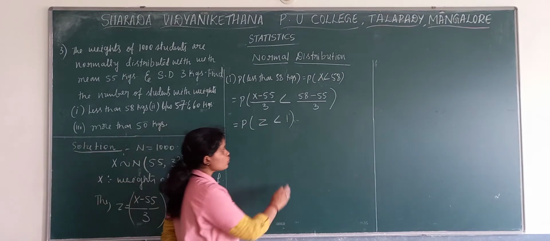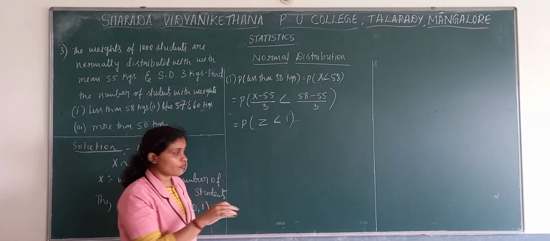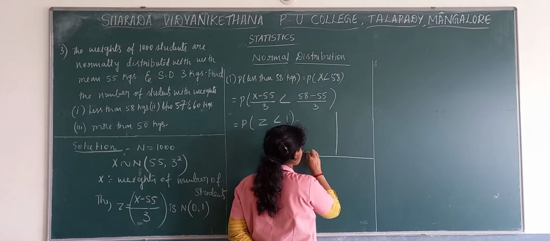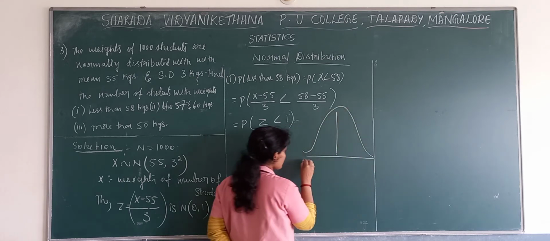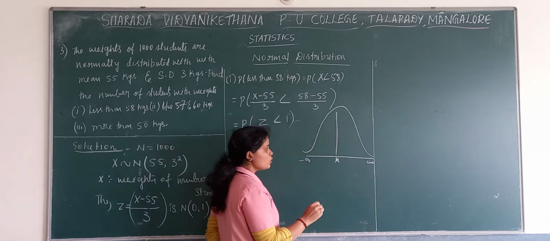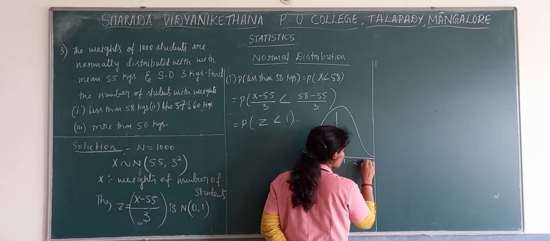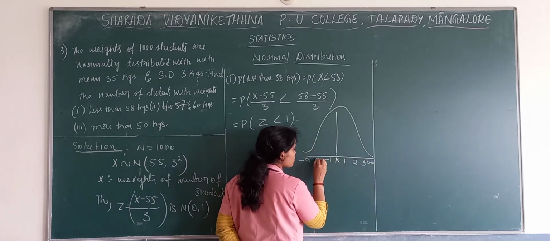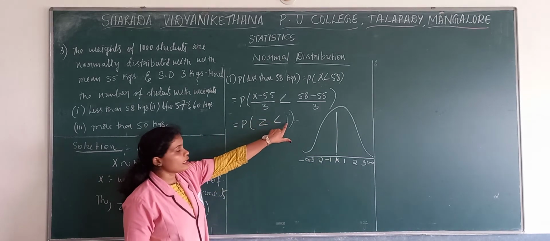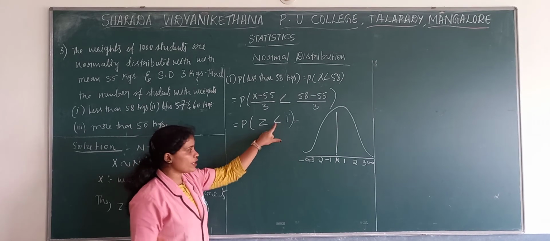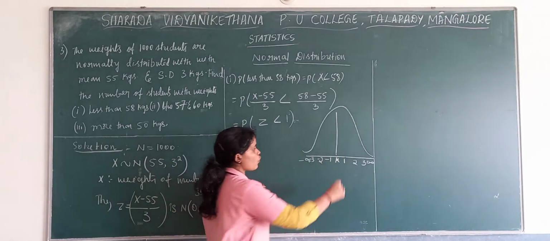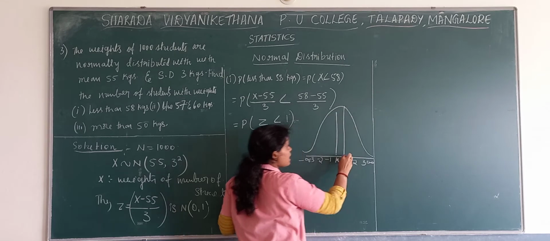What we need to do? We need to represent this particular value in the form of a graph. Now draw the graph there. Minus infinity and positive infinity. Mu, here positive 1, 2 and 3. Here negative 1, 2 and 3. Now see the value there. Z lesser than 1 here. Where will the 1 fall? This is the place where 1 will fall. So here it is z lesser than 1.